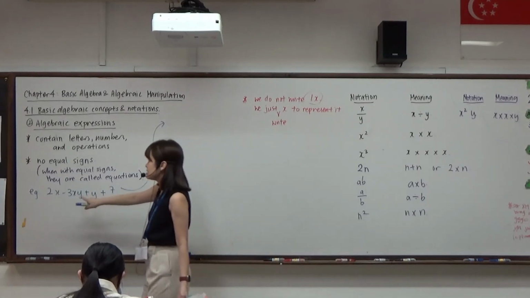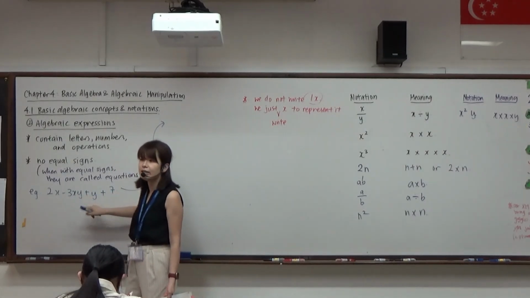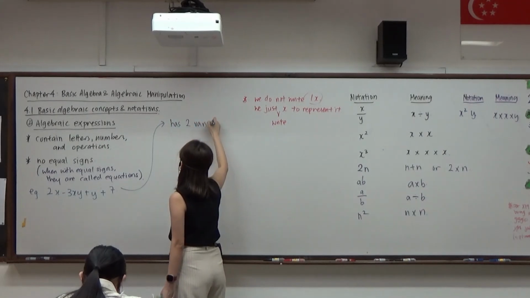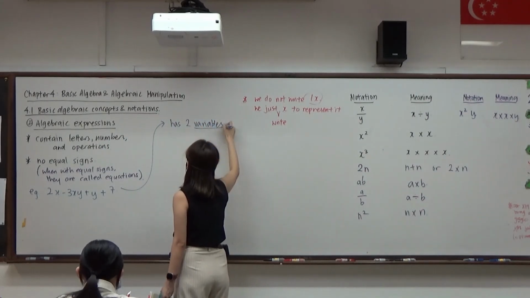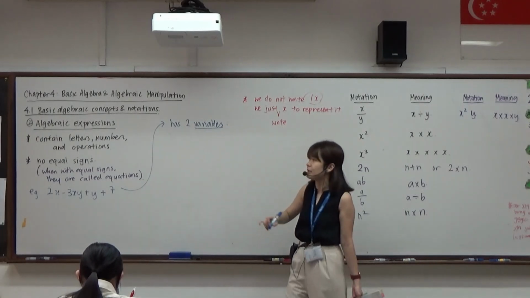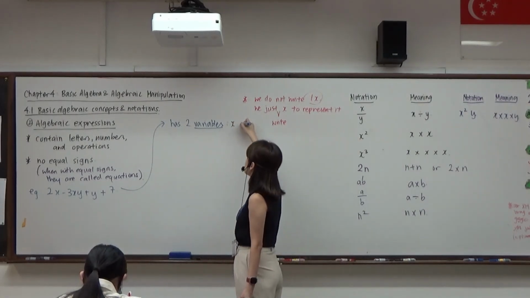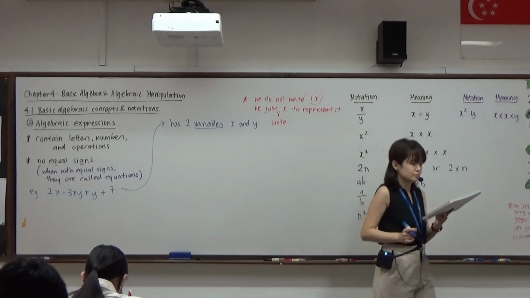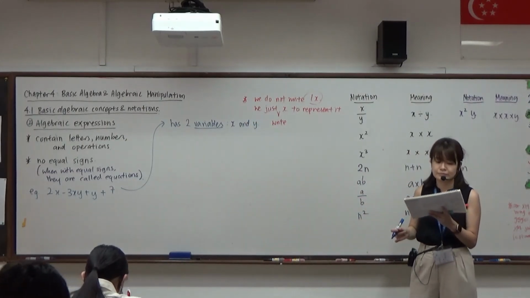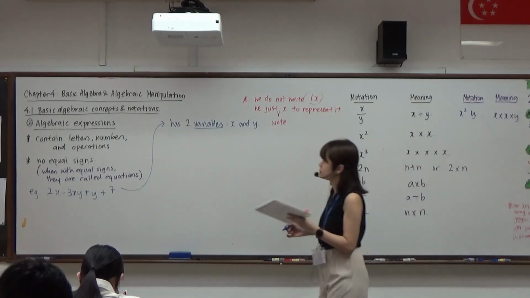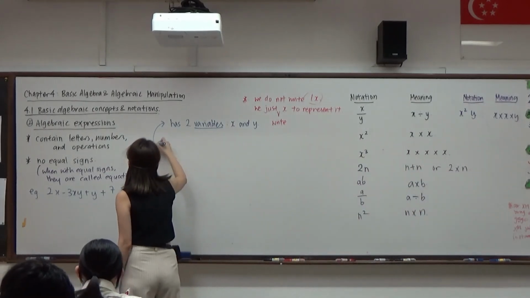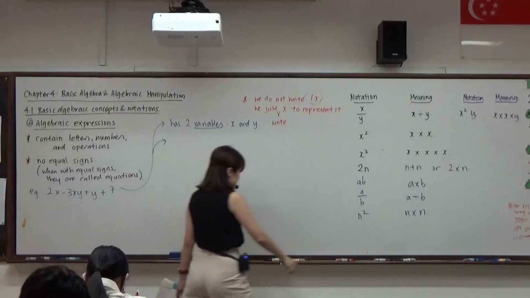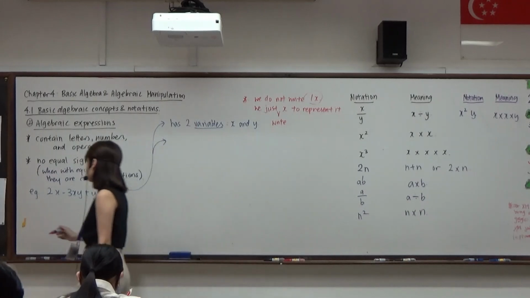We need to recognize that there are x and y inside it. So we say that it has two variables. This word variables refers to the letters that are being used, and the variables are x and y. And then there are actually what we call four terms inside this expression.